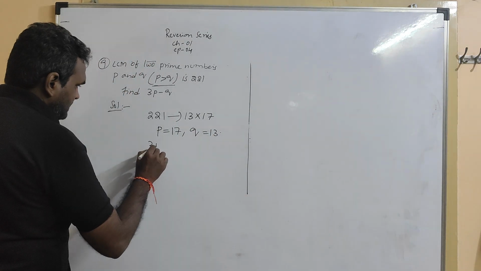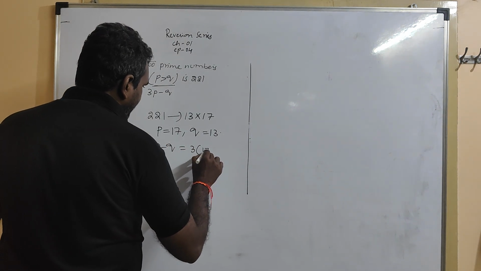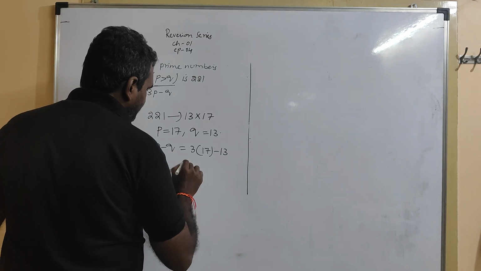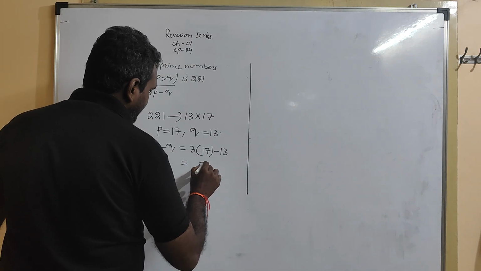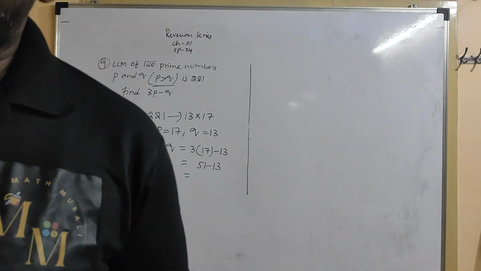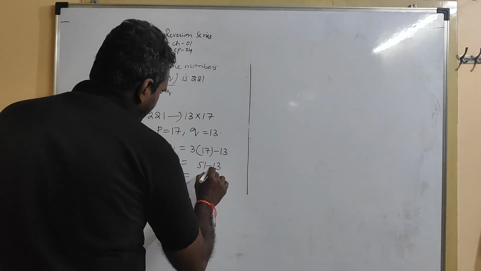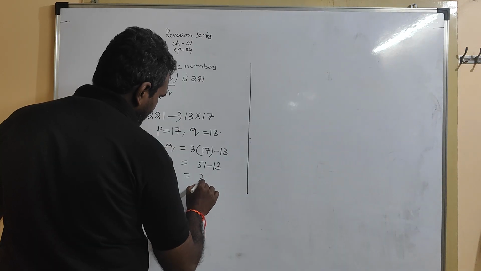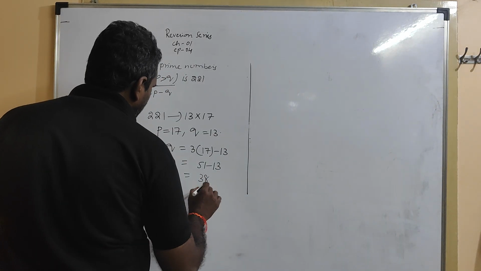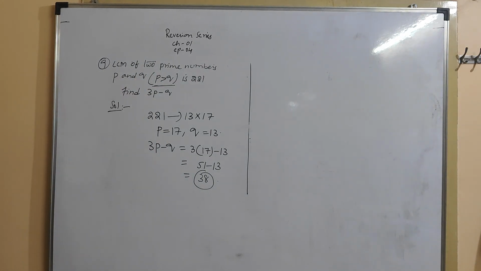What they are asking? They are asking 3P minus Q, that is equal to 3 into what is P? 17, minus Q is what? 13. So 17 3s is 51 minus 13. What you will get? 50 minus 13 is 37, right? 51 minus 13 is 38. Correct or not? 38. So this has to be your answer. 3p minus q is 38. That has to be your answer. Am I clear or not?